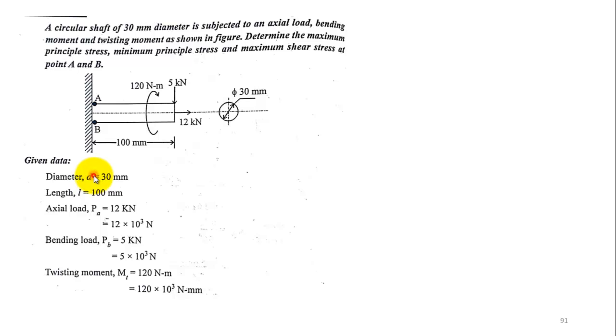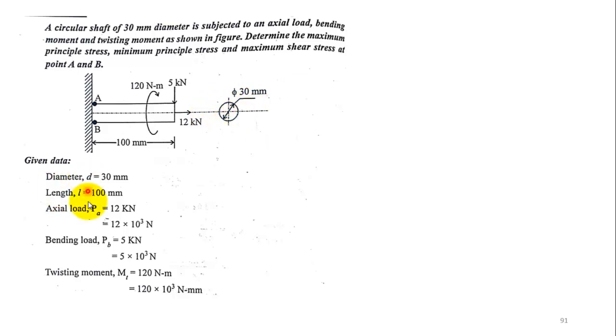Okay. If you see, they have given the problem for a cantilever beam, or in this case a circular shaft. They have given a circular shaft which is fixed at one end, and load is acting normal to this face at this end of the shaft. Axial load is acting, and here bending is acting, and torsion is also acting. The length of the circular shaft is given as 100 mm. Circular shaft diameter is also given in the problem.